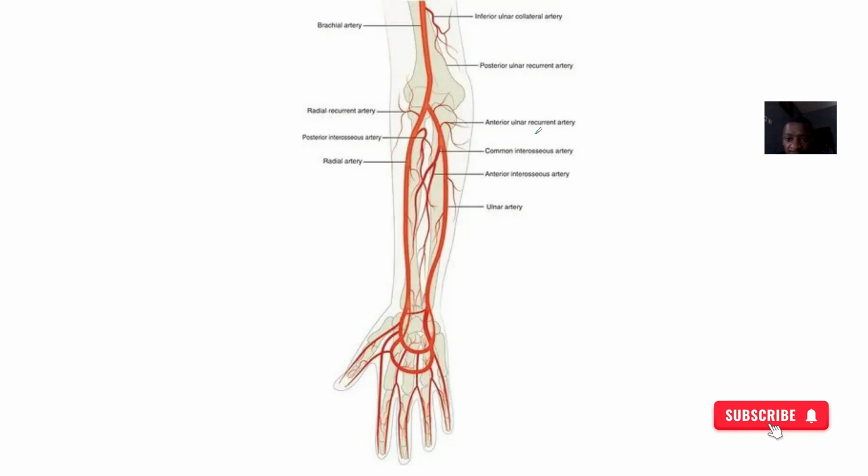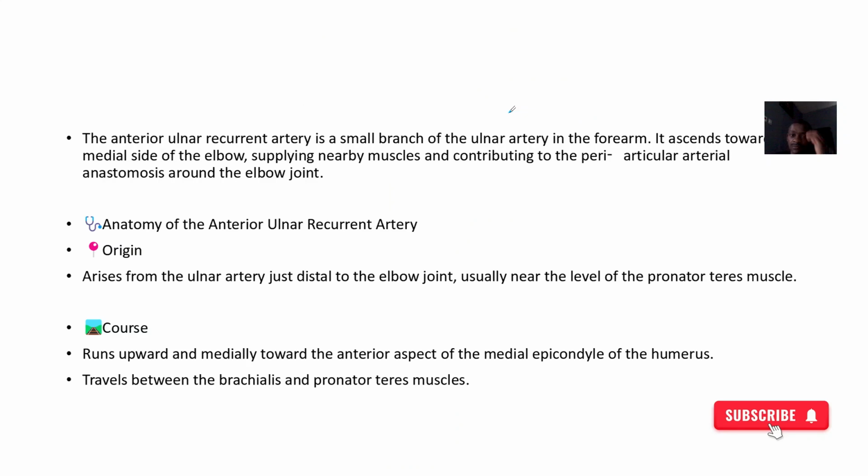So let's pick it up from here. So this is anterior ulnar recurrent artery. I have it there. So just so you know, it's a small branch. I tell you, it's always a branch. So it's the ulnar artery that usually gives it off in the forearm. So it ascends towards the medial side of the elbow. So it actually supplies muscles that are around that side. Okay. So usually around the elbow joints, anything around the elbow joints usually contributes to the supply.